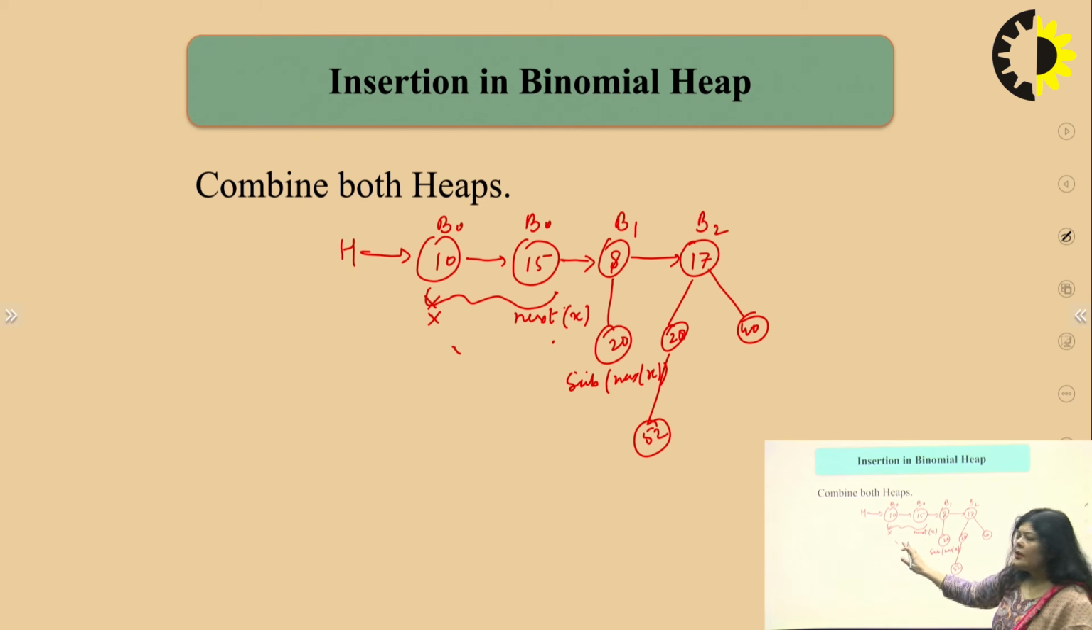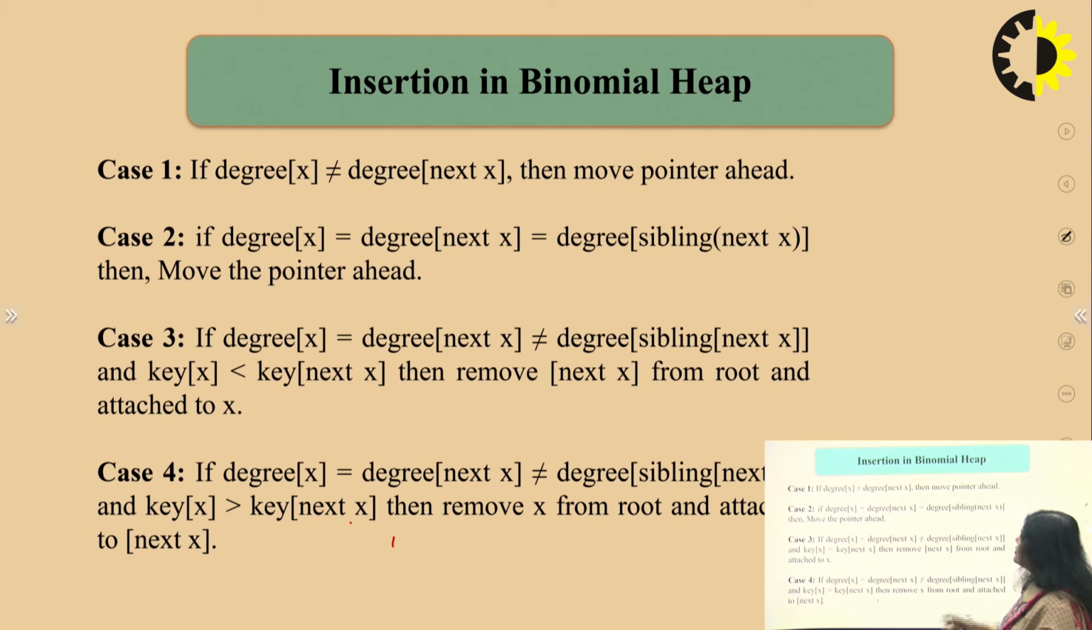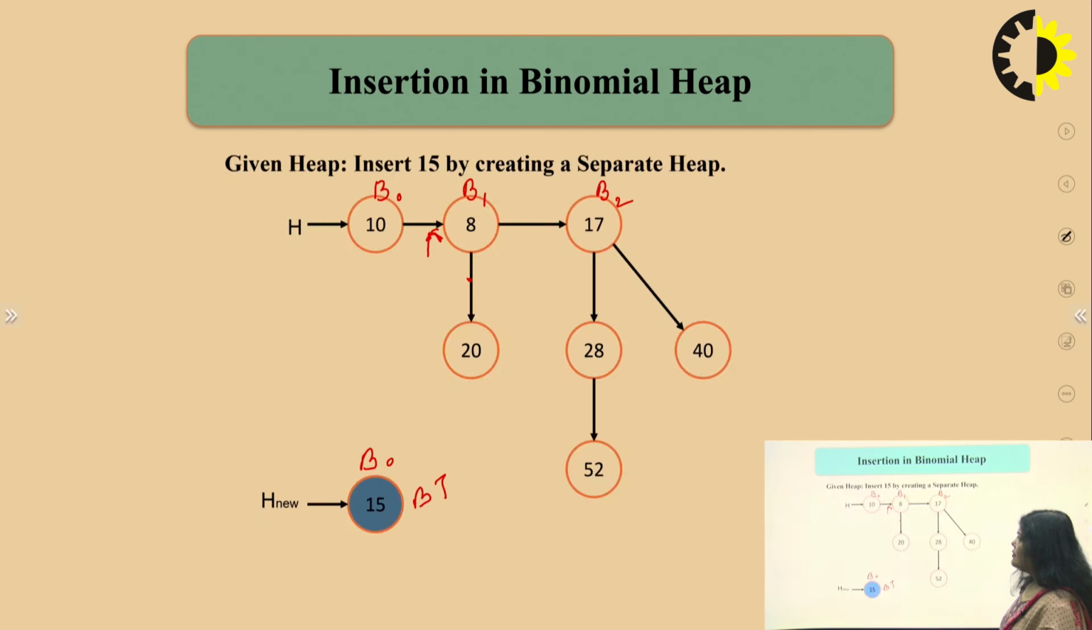Now one by one I need to apply the cases, and according to that I need to take the action. The first case says that we need to check the degree of X and the degree of next X. If these two are not equal, then we need to move the pointer. Since the degree of X is 0 and the degree of next X is 0, the first case does not apply here, right? The second case says that if the degree of X, the degree of next X and the degree of the sibling of next X are equal, in that case again we need to move the pointer.